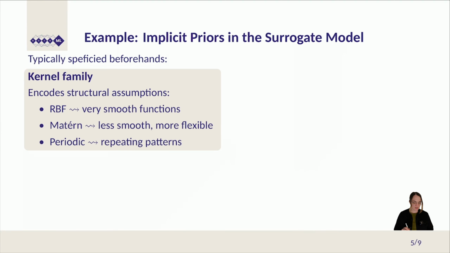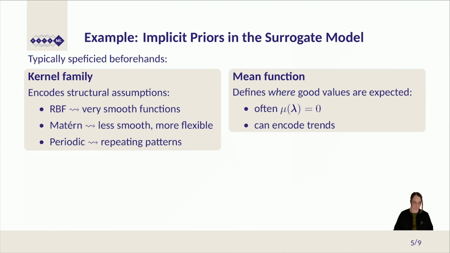More explicitly, in the surrogate model, we do have implicit priors. For example, the kernel family, typically specified beforehand, encodes a structural assumption about our objective function, whereas an RBF kernel has very smooth functions, a Matern kernel is more flexible. Secondly, the mean function defines where good values are expected. Typically, the mean function is set to 0, but it could encode trends.